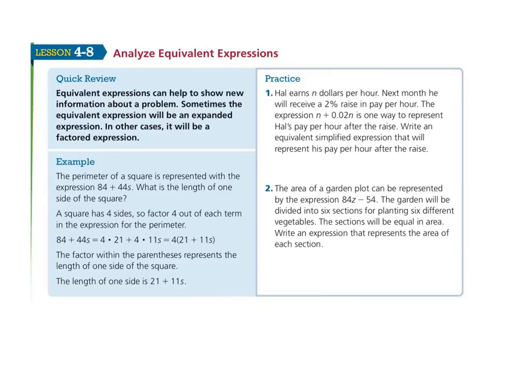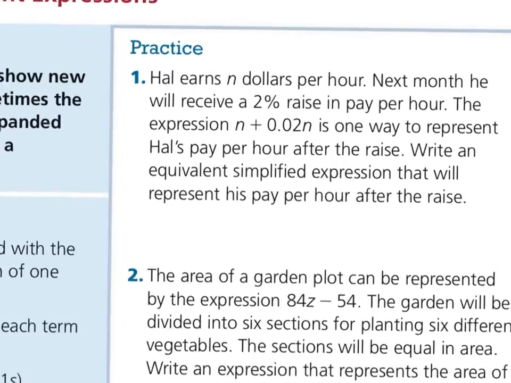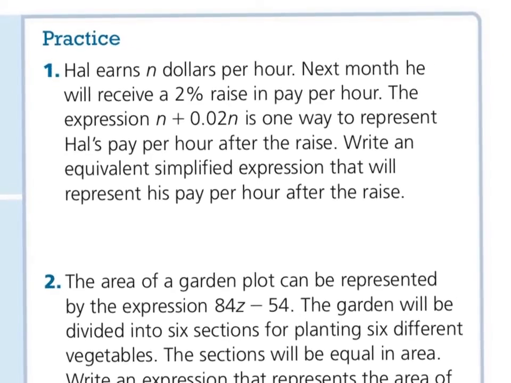Lesson 8, we're analyzing equivalent expressions. So if we look at number 1, Hal earns N dollars per hour. Next month he will receive a 2% raise in pay per hour. The expression N plus 0.02N is one way to represent Hal's pay per hour after the raise. Write an equivalent simplified expression that will represent his pay per hour after the raise.